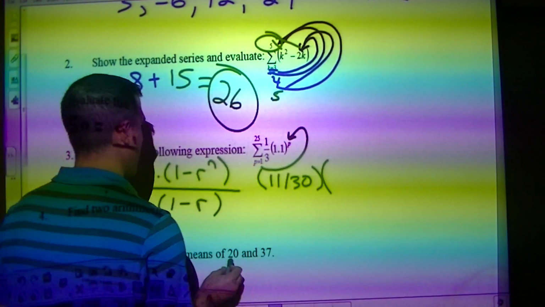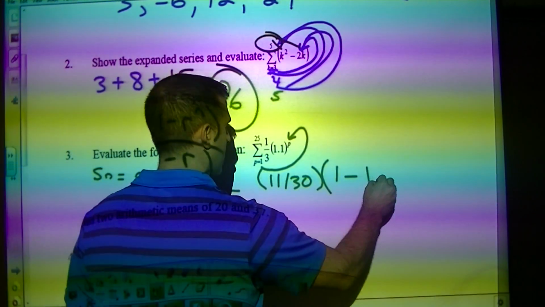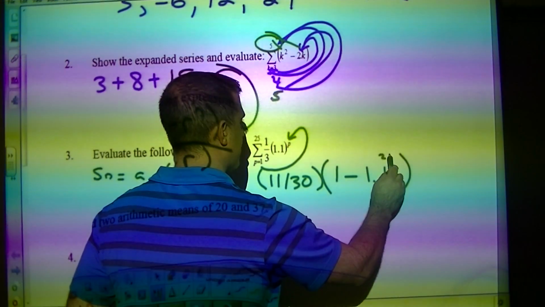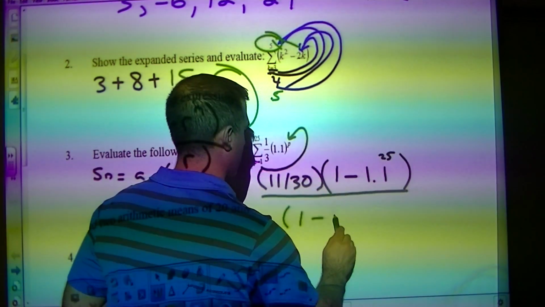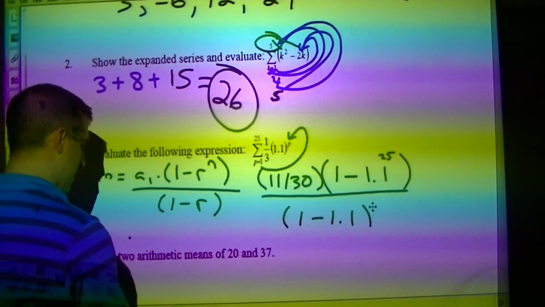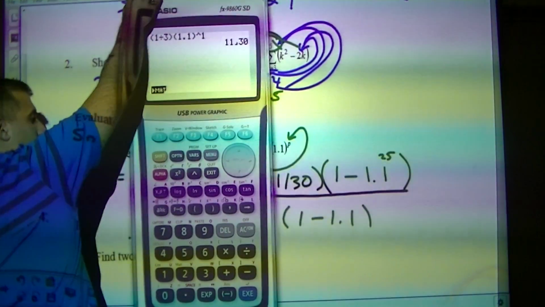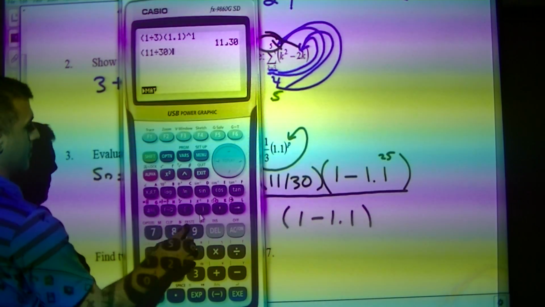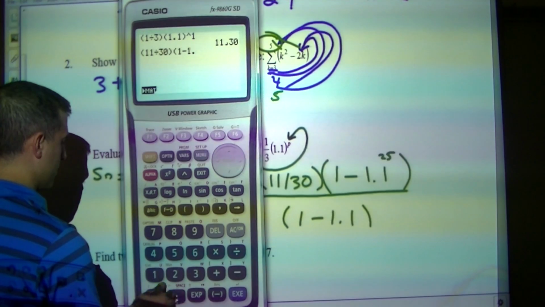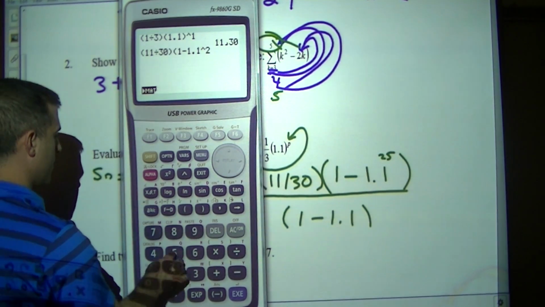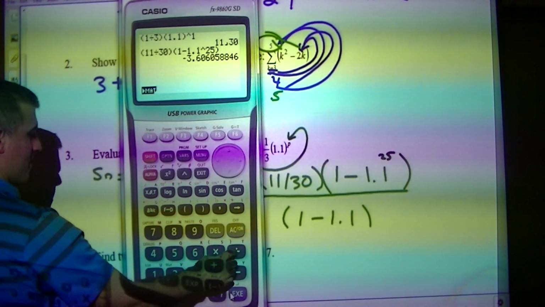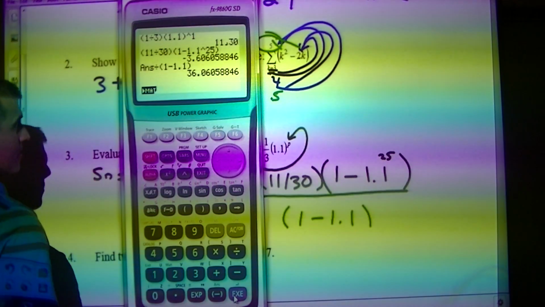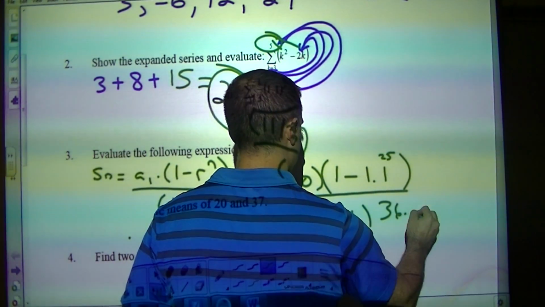Okay, 1 minus my rate. My rate is 1.1. Now I'm going to 25, so that means I have 25 terms. 1 minus 1.1. And so when I type that in, I'm going to do 11 over 30 times 1 minus 1.1 to the 25th, divided by 1 minus 1.1. And I get 36.06 as my answer.